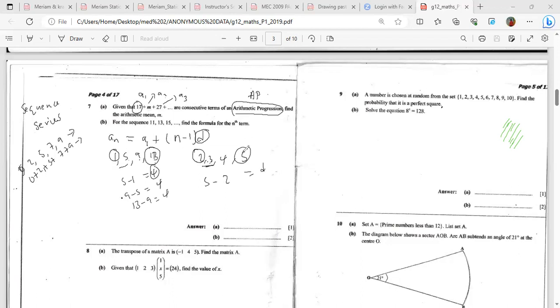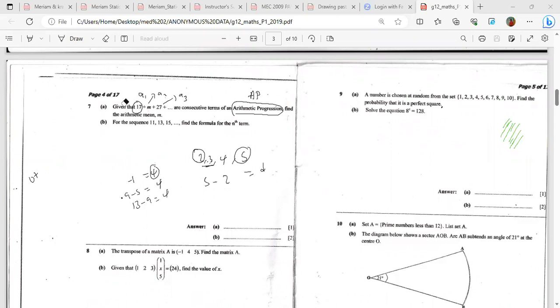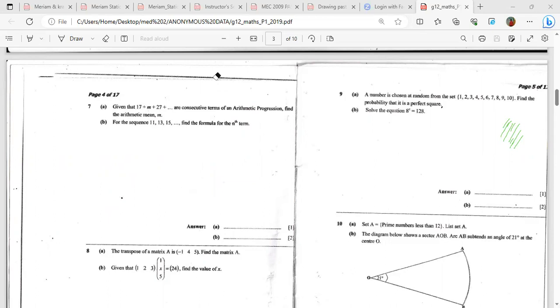Then, is this what I've been asked for? No. I was asked for the arithmetic mean. But then how do you find the arithmetic mean? Okay, so we are going to find the arithmetic mean using a simple formula, a very simple formula.